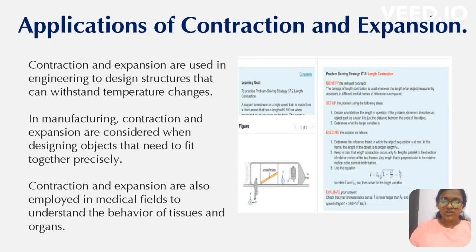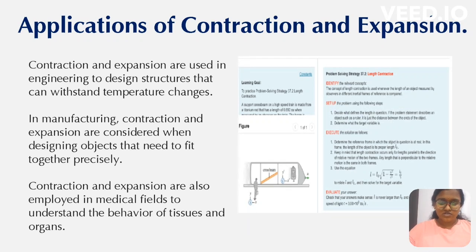Application of contraction and expansion. Contraction and expansion are used in engineering to design structures that can withstand temperature changes. In manufacturing, contraction and expansion are considered when designing objects that need to fit together precisely. Contraction and expansion are also employed in medical fields to understand the behavior of tissues and organs. For example, expansion or dilation joints are found in structures as well as between the intersections of bridges, pavements, railroad tracks, and piping systems.